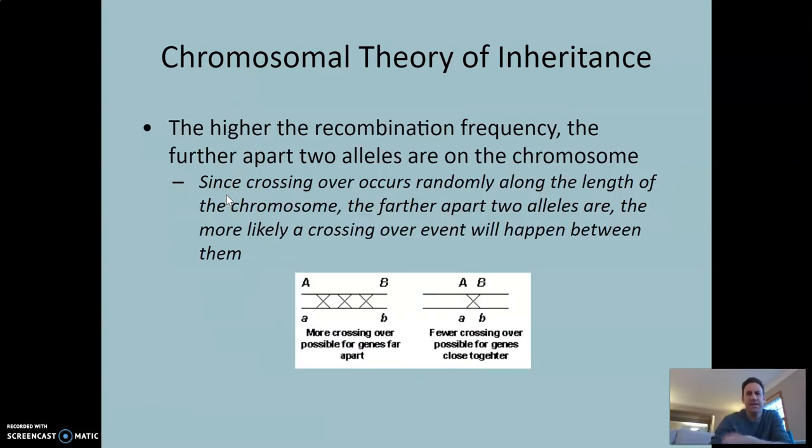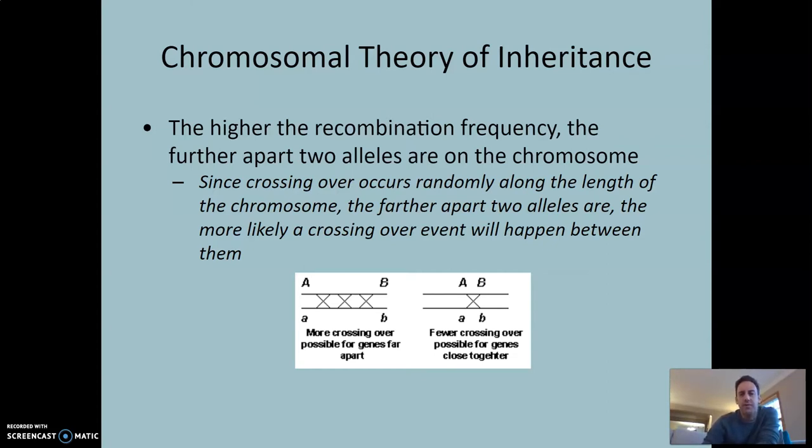So what is the value of that? Well, the higher the recombination frequency, the further apart two alleles are on the chromosome. And this should make sense to you because crossing over happens randomly along the length of the chromosome.